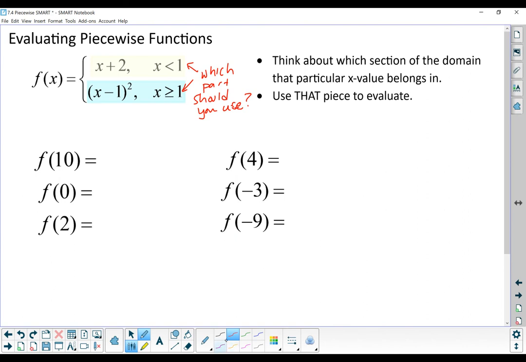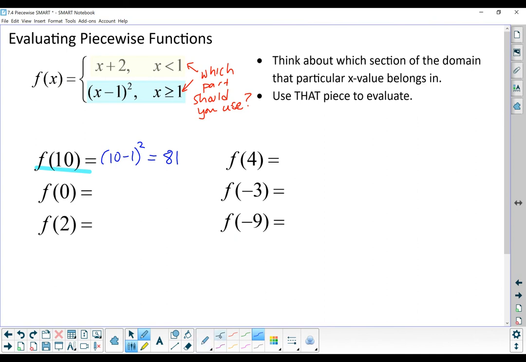So if I wanted to evaluate f of 10, right here, I have to think about, is 10 less than 1 or is 10 greater than 1? And 10 is greater than 1. So I would use the blue piece of that function. So it would be 10 minus 1 squared. That's 9 squared. That's 81.